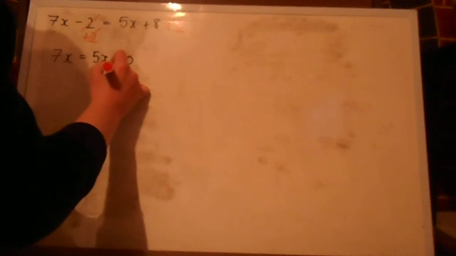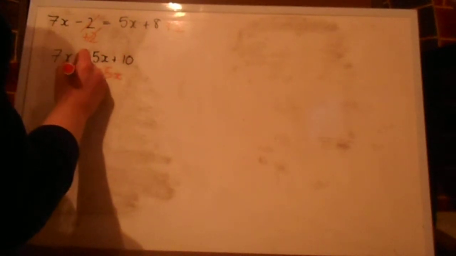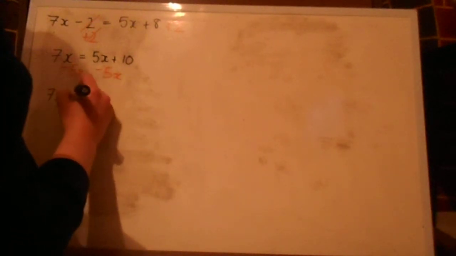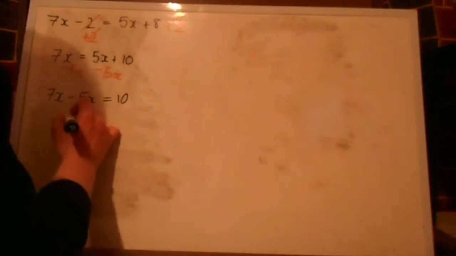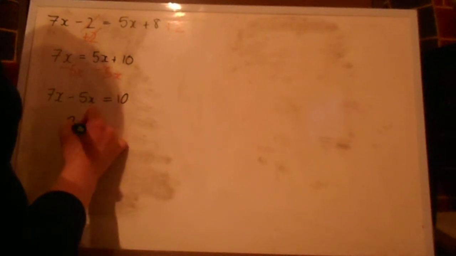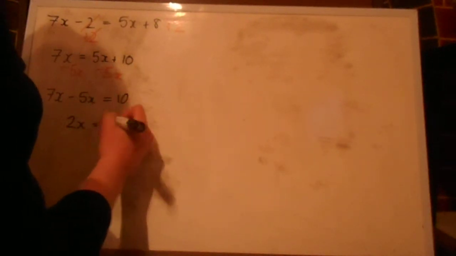Alright, now what I need to do, see how I've got 7x on this side, and then I've got a 5x on here, and I've got a constant as well. What we need to do, let's move the 5x over to the left-hand side so all our x's can be together. So to do that, we've got a positive 5x here, so let's take 5x from both sides. Let's rewrite that, how it will look. So 7x take away 5x equals 10. Alright, now 7 take away 5 is going to give us 2. And of course we need to keep our x's in there, so 2x equals 10.